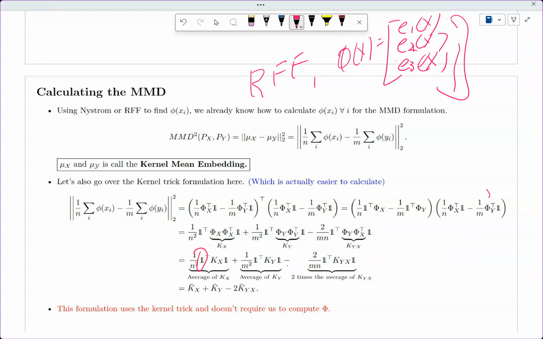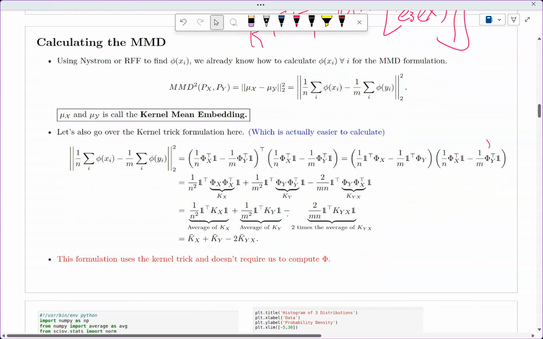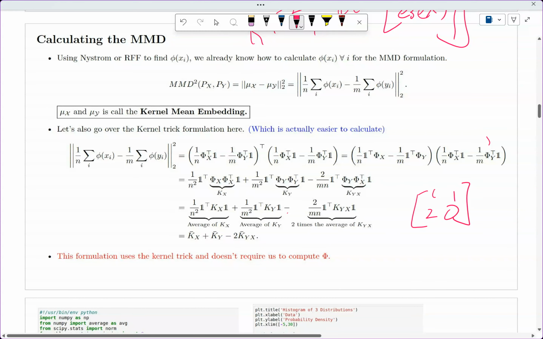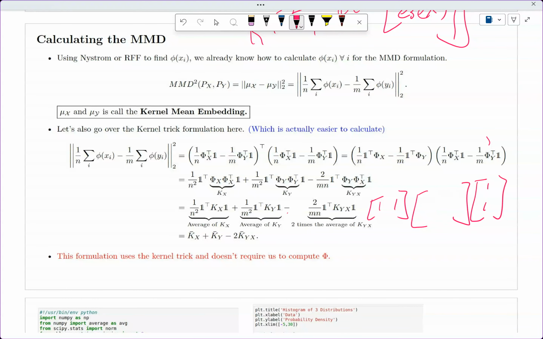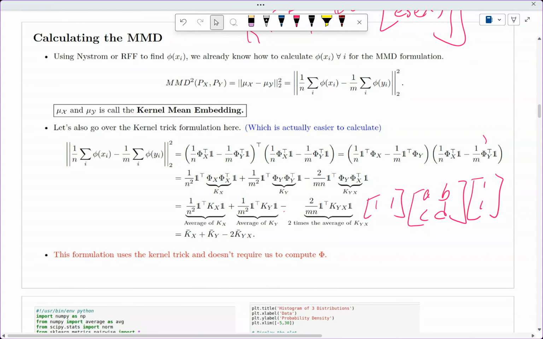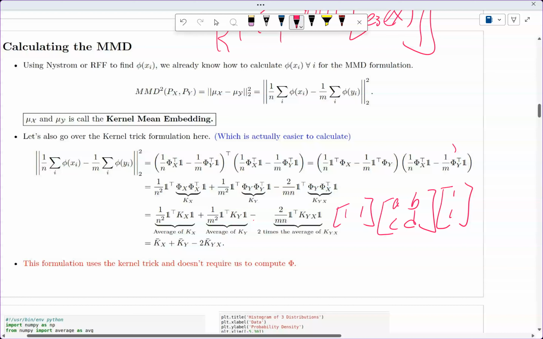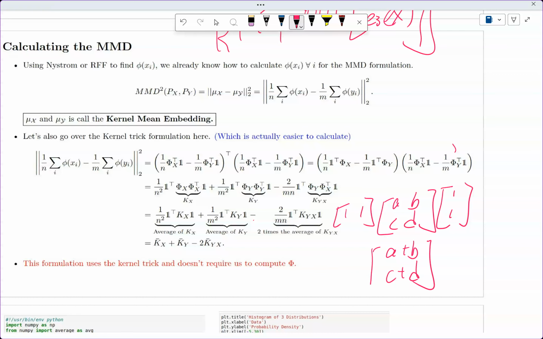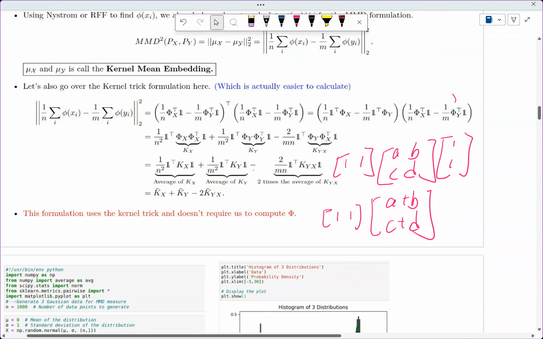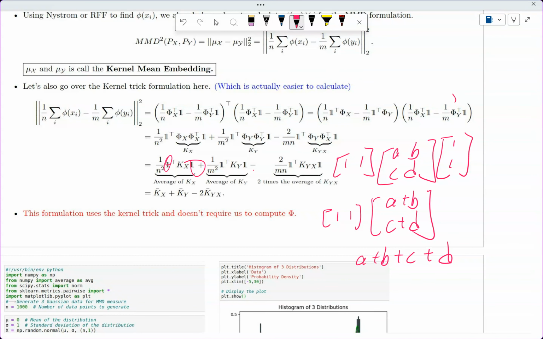Now, what do you think the ones are doing here when we multiply them together? Let's see. If we have a matrix, let's not do it with numbers. Let's do A, B, C, D. What does it do when we multiply them together? It's A plus B, C plus D times 1, 1, which gives us A plus B plus C plus D. So when you put two ones around, you're essentially adding every element of the kernel together.